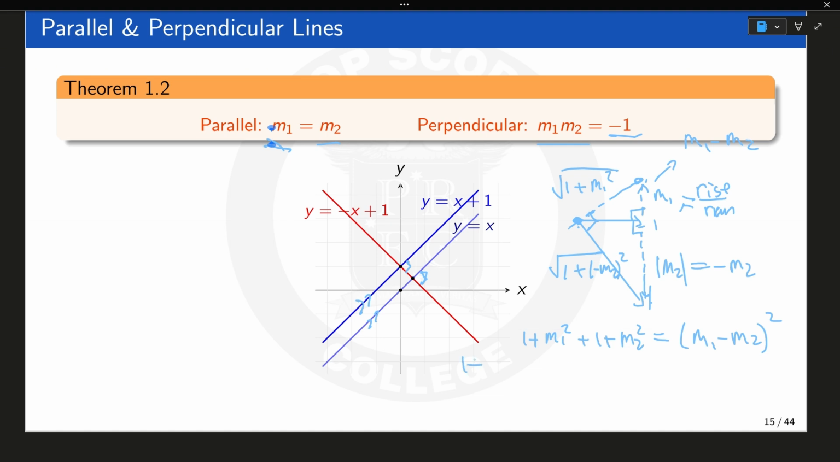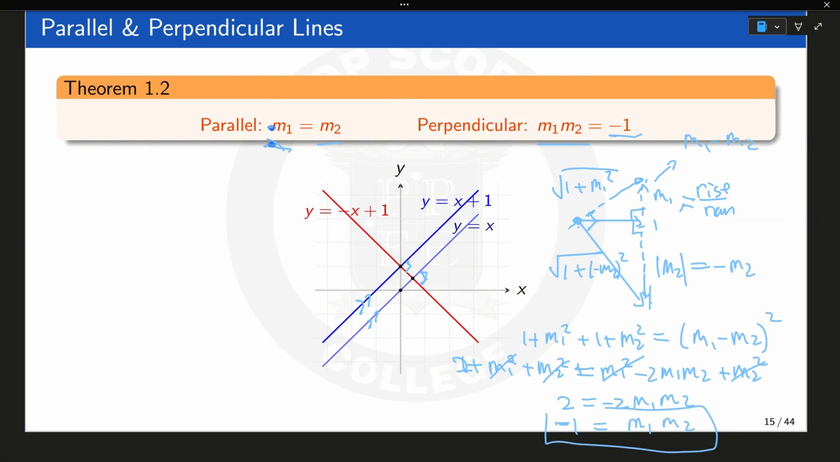In turn, if we expand, we get 1 plus M1 squared plus 1 plus M2 squared, or just 2 plus M1 squared plus M2 squared, equals M1 squared minus 2 M1 M2 plus M2 squared, where obviously the squared terms cancel. So we get 2 equals minus 2 M1 M2. So 1 must be, or rather minus 1 must be M1 times M2, as follows.